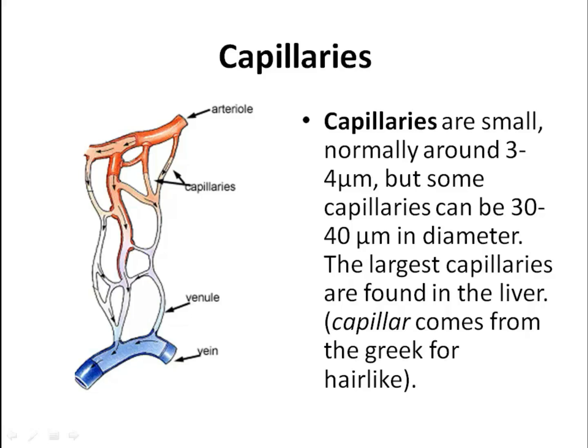They are small, around 3 to 4 micron, but their diameter may vary from 30 to 40 micron depending on the organ. The largest capillaries are found in the liver. The word capillary, everyone knows now, means hair-like, very small.